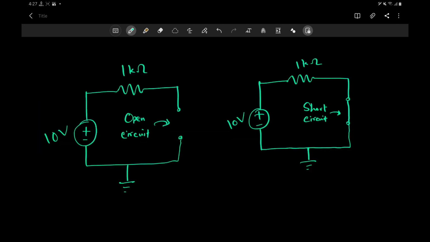On the screen, you can see two different circuits. The one on the left is an open circuit and the one on the right is a short circuit. We have already discussed open circuits and short circuits, and by now you should know that if a circuit is open, that means not connected at all, there is no current flow. So there will be 0 amperes of current on the left. And on the right, we have a short circuit, and a short circuit is basically just a piece of wire.